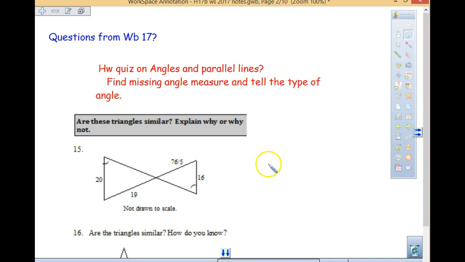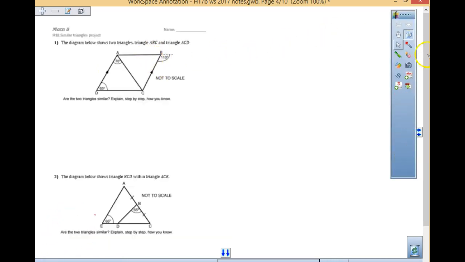Looking at your 17 worksheet, questions that I can take a look at or go over: the inside angle right here has to be how many degrees? 70 degrees, okay? Now, this is telling us right here that these two are parallel lines, right? That this is a parallel line and this is a parallel line, right? That those two lines are parallel.